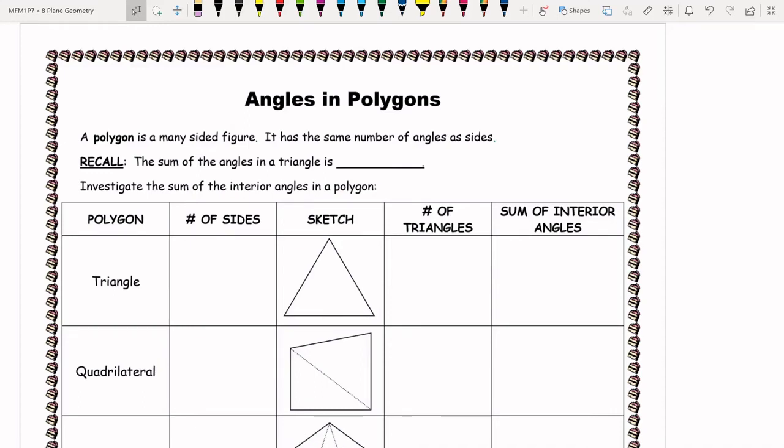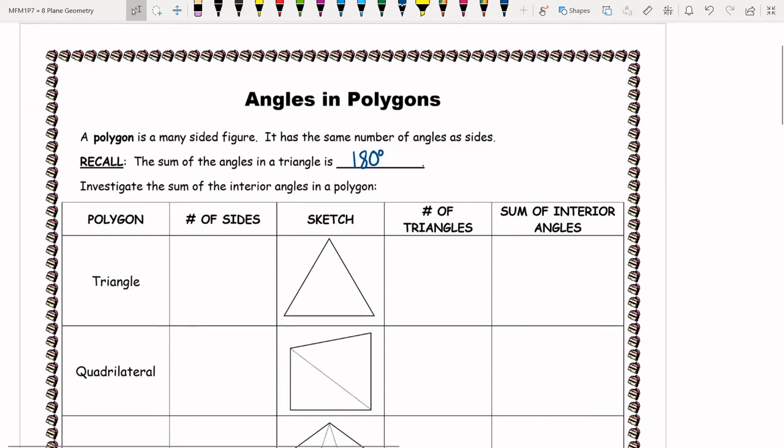To start us off, let's briefly go over the definition of a polygon. A polygon is a many-sided figure. We should also note that it is always a flat two-dimensional shape, and it has the same number of angles as sides. I want you to recall, from a previous video, that the sum of the angles in a triangle is 180 degrees.